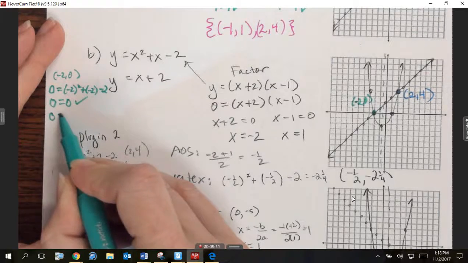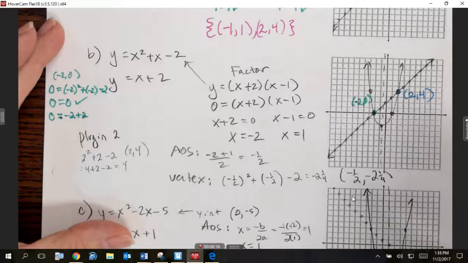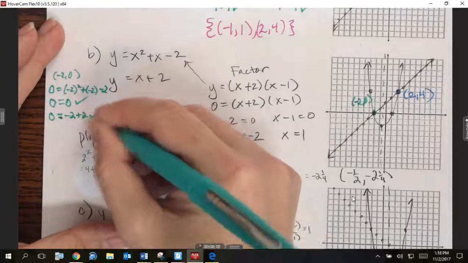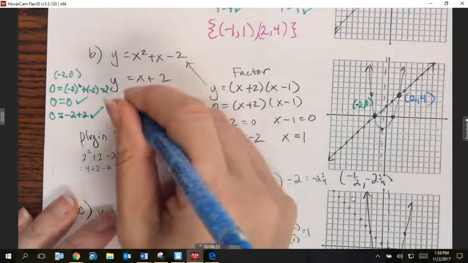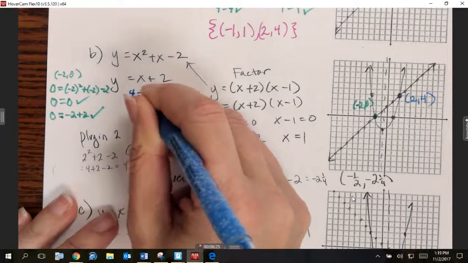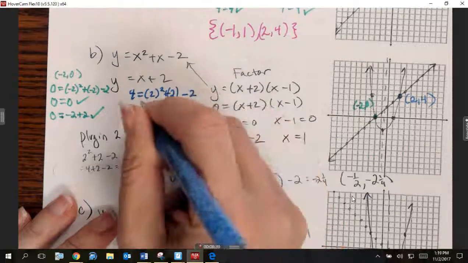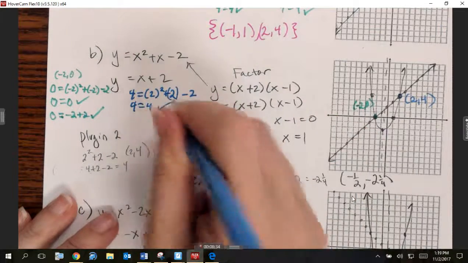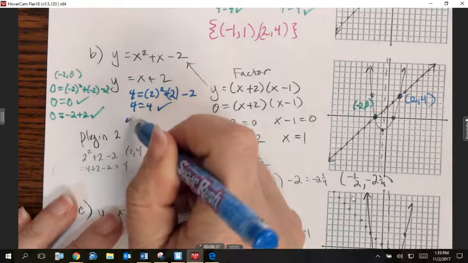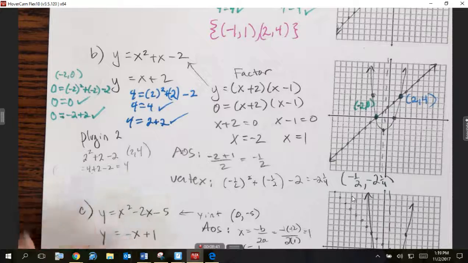Then I have to plug it in the other one. So y is 0 equals x is -2 plus 2. Does that check? 0 equals -2 plus 2? Yes. All right, then I got to check my other ordered pair. So 4 equals 2 squared plus 2 minus 2. So 4 equals 4 plus 0, so yes, check. And then the other one, 4 equals 2 plus 2. Yep, that checks.